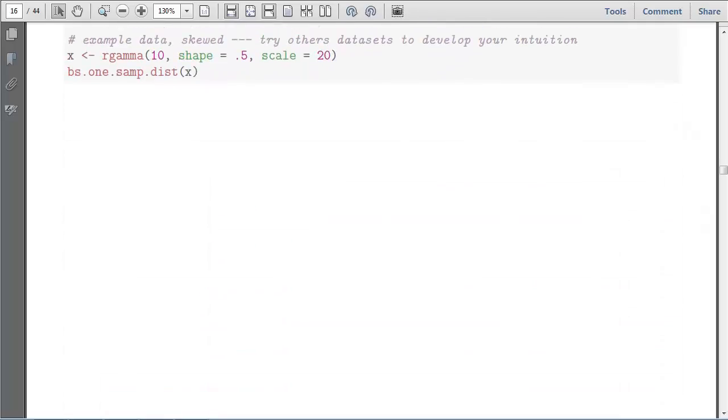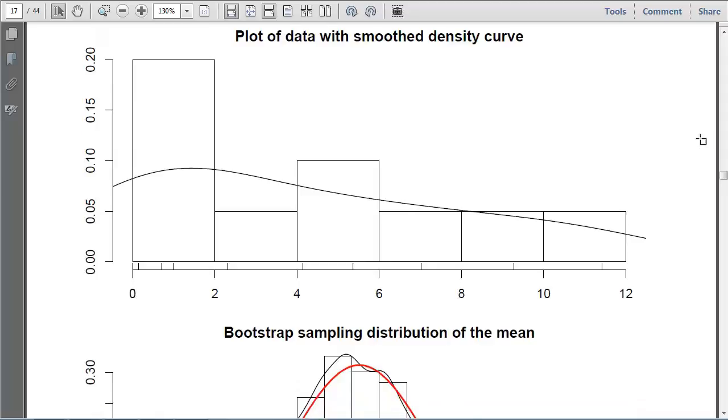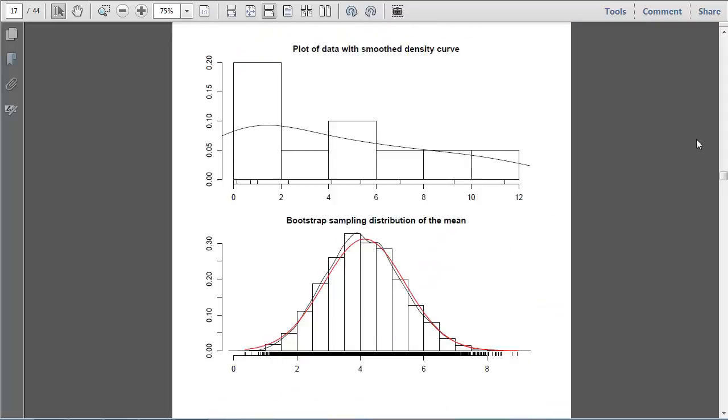So here's an example I've got from another distribution now, a gamma distribution. A gamma distribution is sort of like a normal distribution, but it's skewed to the right. An exponential distribution is actually a special case of gamma. And I'm going to draw a random sample of size 10. And then I'm going to use the function I just wrote to test how close that sampling distribution is to a normal distribution. So I'm going to zoom out just a little bit.